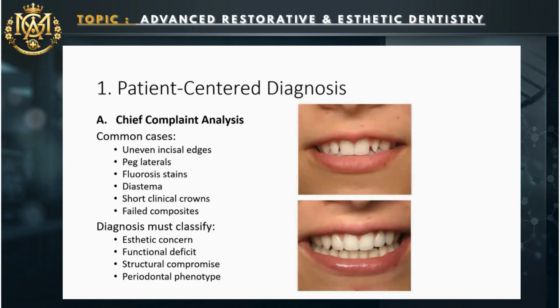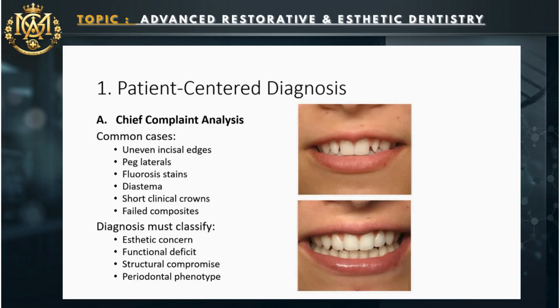Now, the diagnosis will be patient-centered. So it will be a patient-centered diagnosis where we will be doing chief complaint analysis just like any other disease. So starting with the chief complaint analysis: what are the most common causes of a patient seeking smile correction or aesthetic correction?